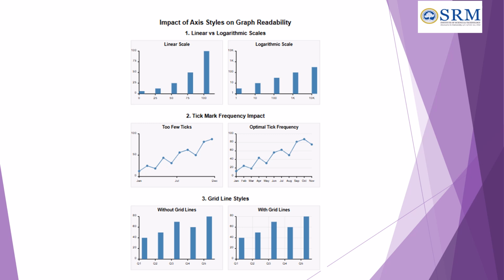In section 2, the focus is on tick mark frequency. The graph with too few tick marks makes it hard to follow the data trend, while the one with optimal ticks strikes a balance. It's informative without being cluttered.